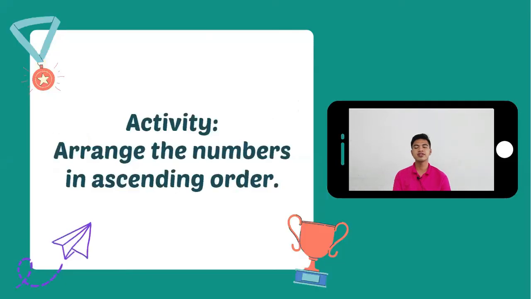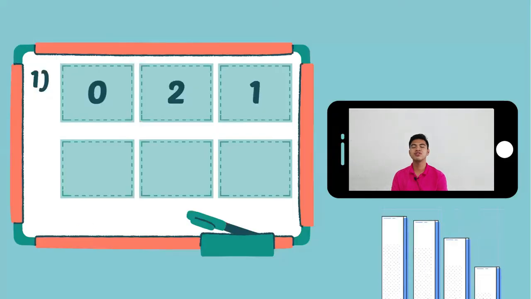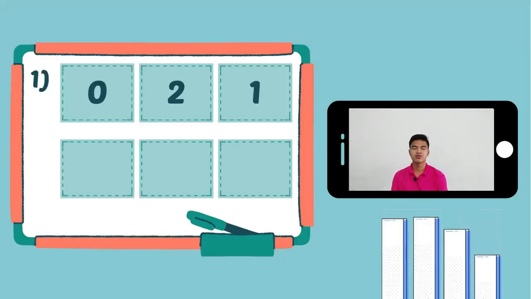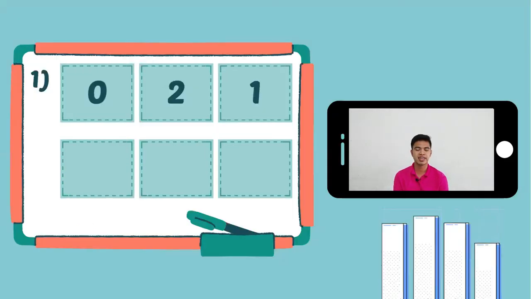We're going to arrange the numbers in ascending order. So what is ascending order again, kids? We're going to begin from the smallest number to the biggest number, okay? So let's go. Here we have 0, 2, and 1. So how are we going to arrange them in ascending order?